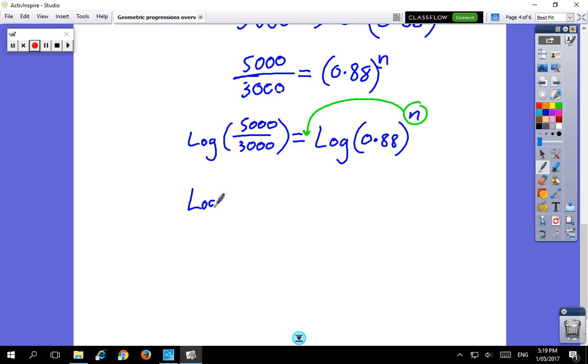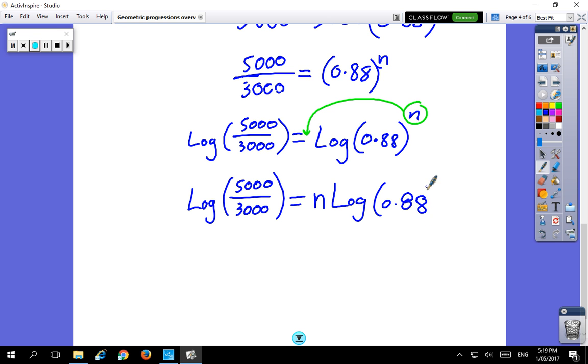So then I have log of 5,000 on 30,000 equals n log 0.88. Now we don't have to know what this means. It's just a number, and our calculator knows what that number is. What's in between the n and this number is a times. So if I divide both sides by this thing here, I get n by itself.